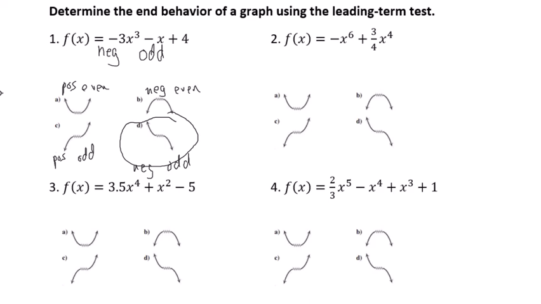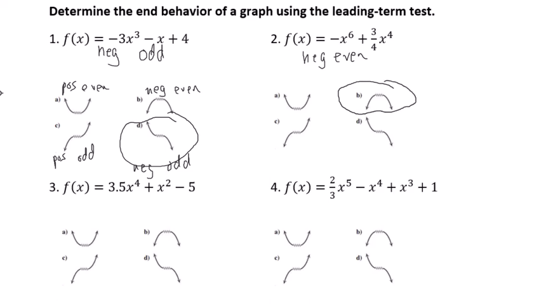Okay, so again, here we know it's negative. So because we know it's negative, and now we look at the 6, we can tell it's negative and even. So this is positive and even. So it would be that one right there.